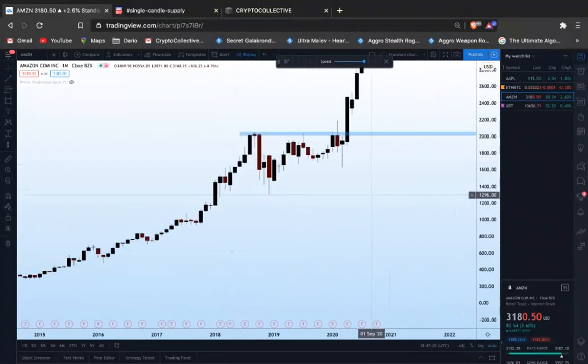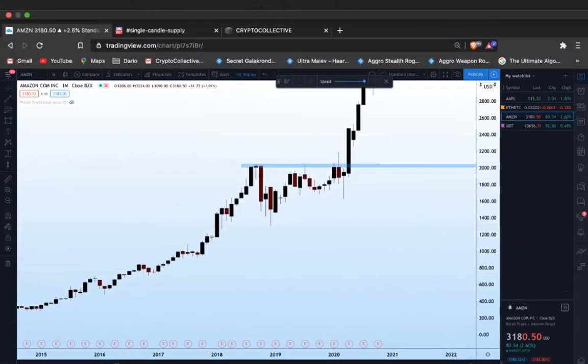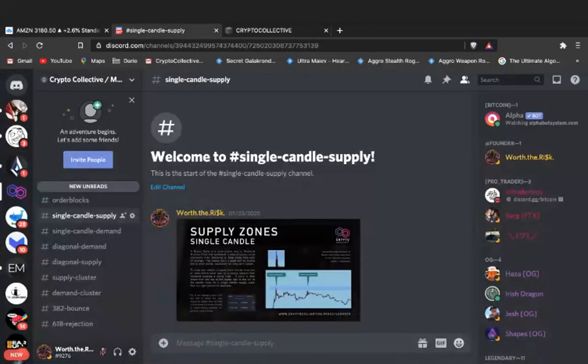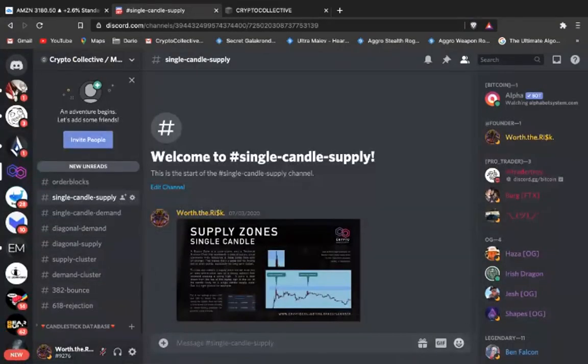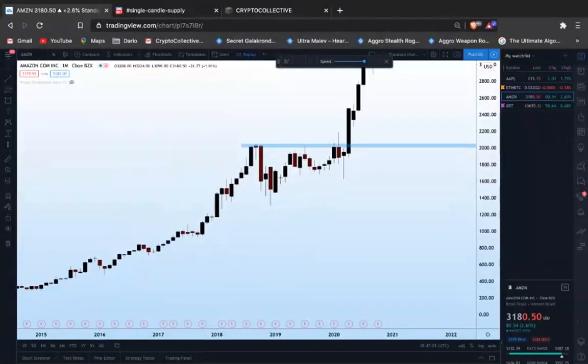Now, as I said, we've got supply and demand zones. There's four types: single candle supply, single candle demand, supply cluster, and demand cluster. A demand zone is where price increases from, and a supply zone is where price decreases in value from.